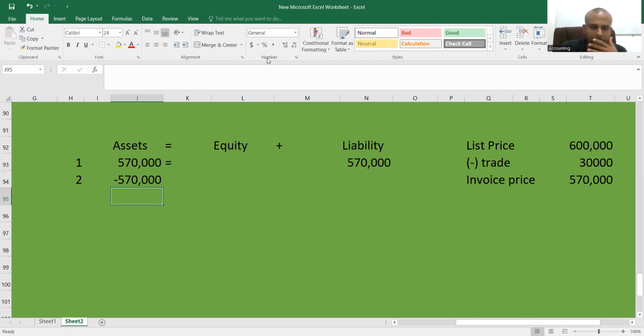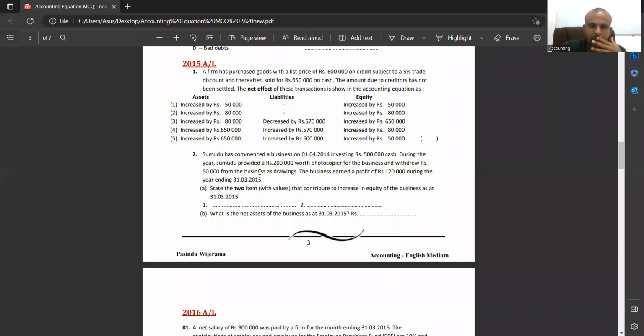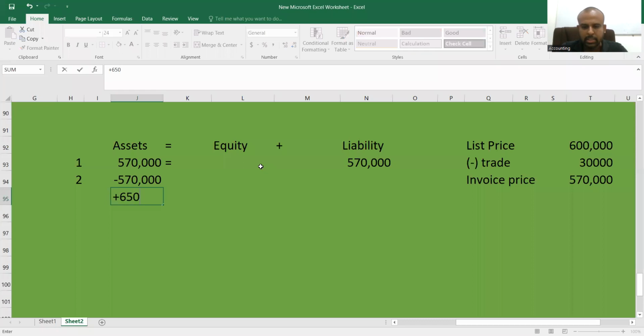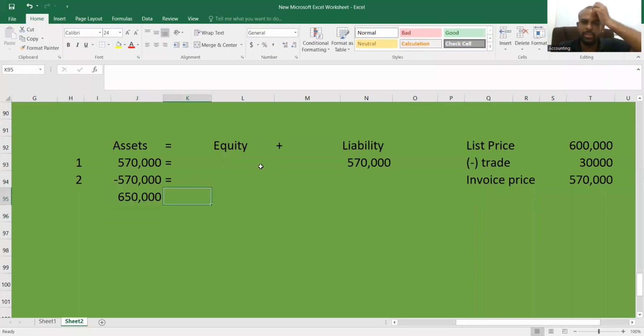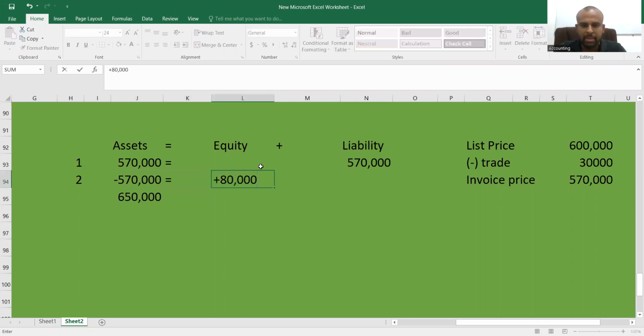On the other side, what will happen? You sold this for 650, so your cash balance increased by 650. Your assets decreased by 570 through the stock and the cash balance increased by 650. You get a profit of 80. That profit of 80 must be added to the equity balance. Then your equity balance increased by rupees 80,000. So at the end of the day, what is the effect of all these transactions?